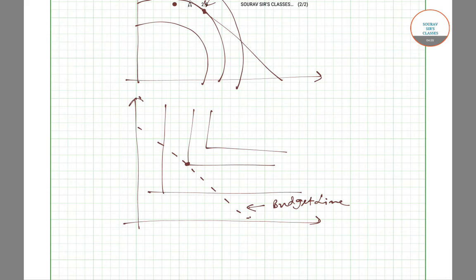So this is a small introduction about the diagrammatic representation. In the next video I'll be doing some more complicated graphs.